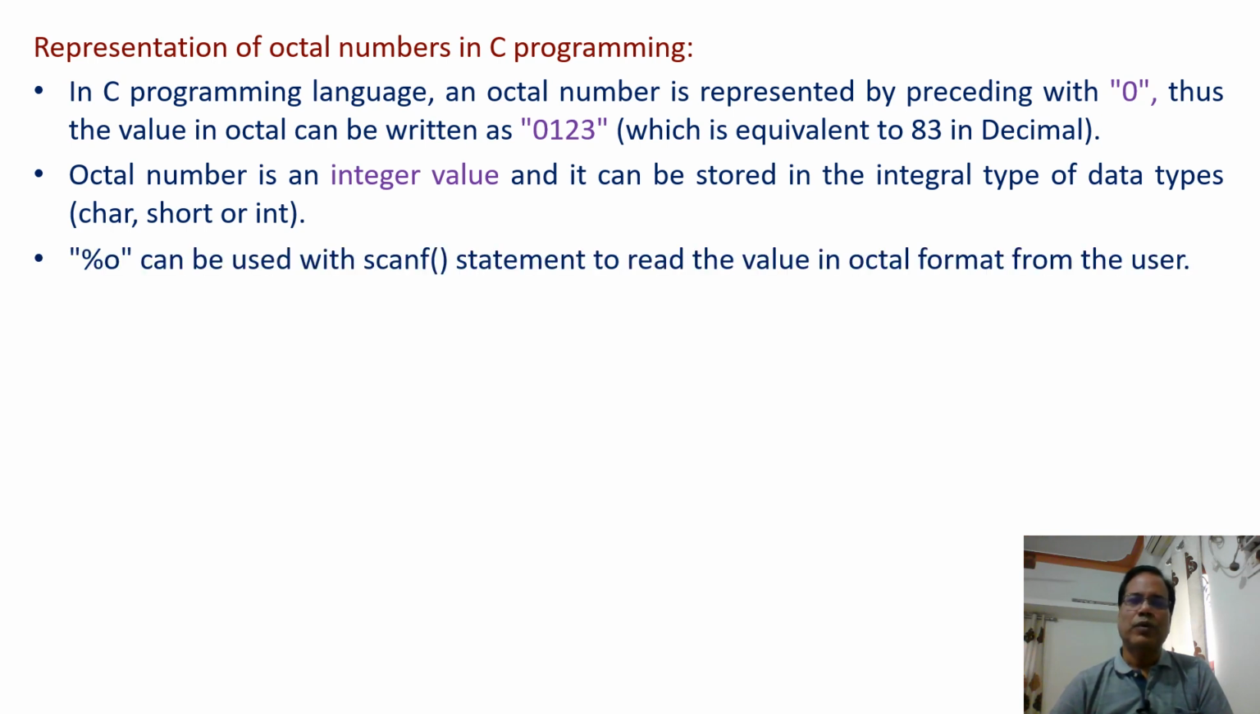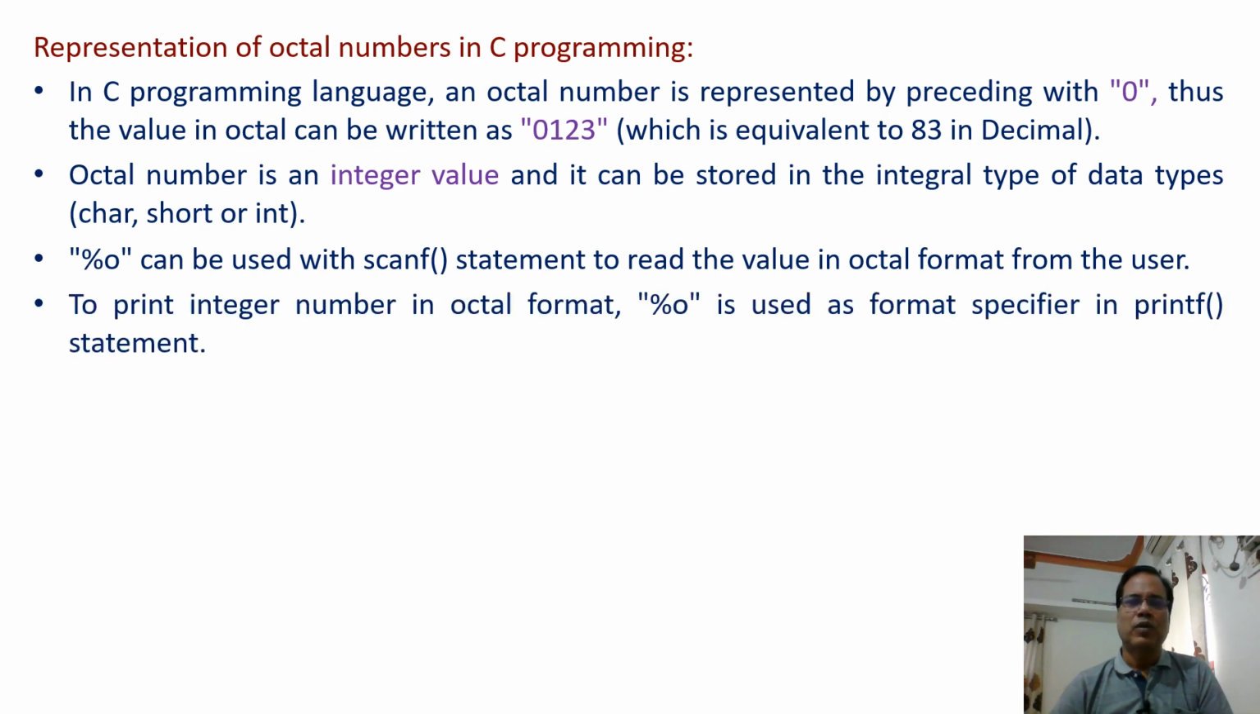%o can be used with the scanf function to read the value in octal format from the user. To print an integer number in octal format, again %o is used as a format specifier in the printf statement.